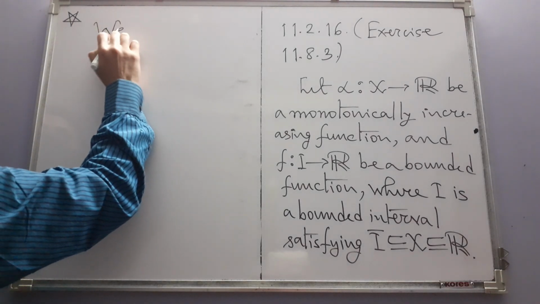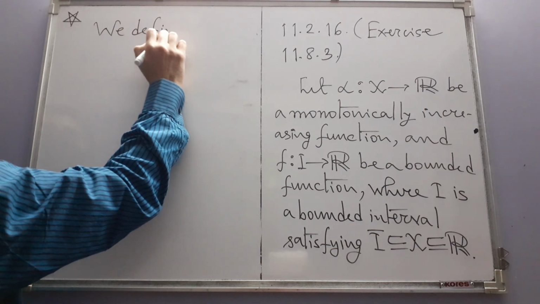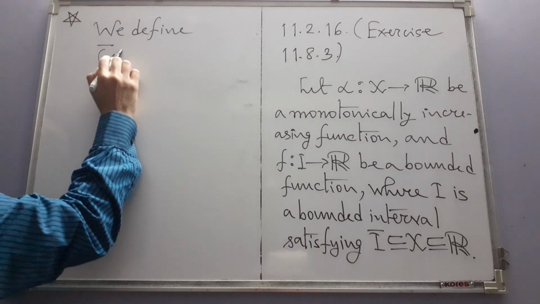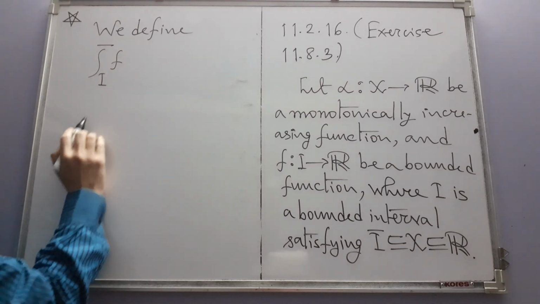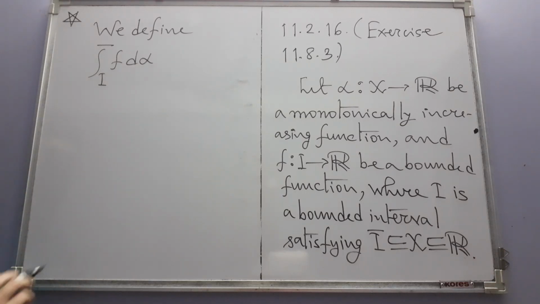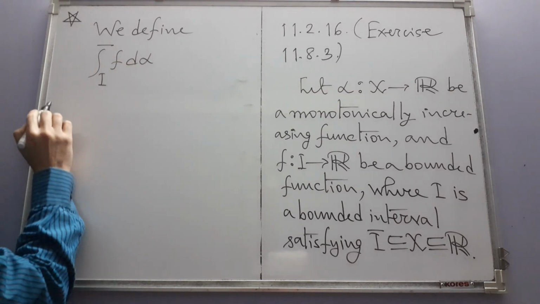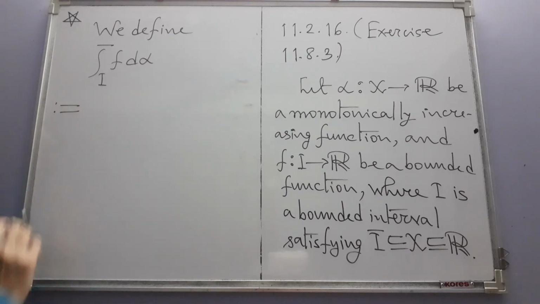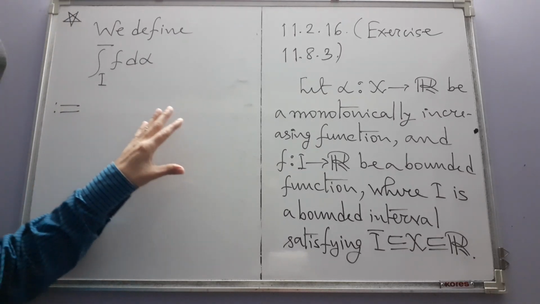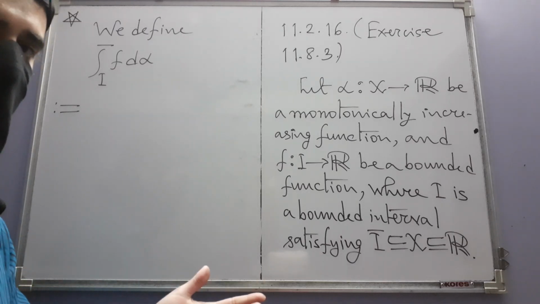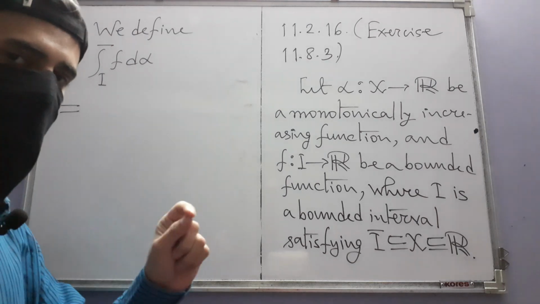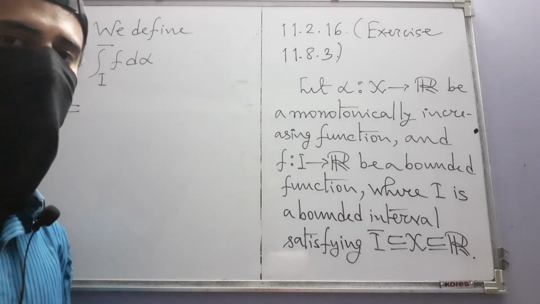We define the upper integral of f over I, the Riemann-Stieltjes integral. So the dependence on alpha is shown like this. Now recall the definition of the ordinary upper Riemann integral. It was the infimum of a set of what? Piecewise constant integrals of what? What type of functions? Piecewise constant functions majorizing f.